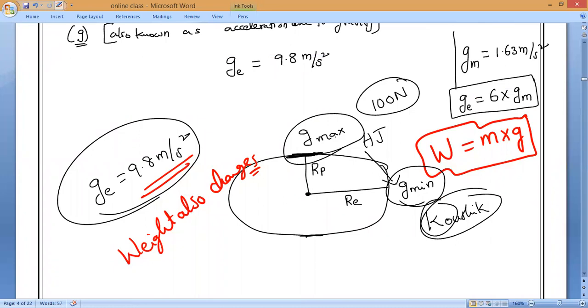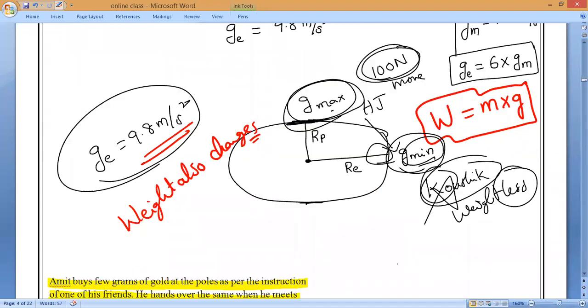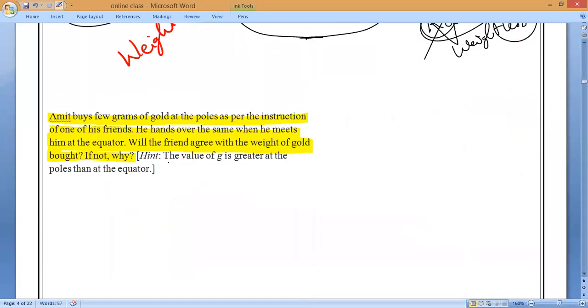Because gravity at the poles is maximum, so the weight is also more. And gravity at the equator, g, is minimum, so the weight will also get less. Yes or no? So that is why Kaushik will never accept. That is the reason. Even a hint has been given. What is the hint they have given? The value of g is greater at the poles than at the equator.